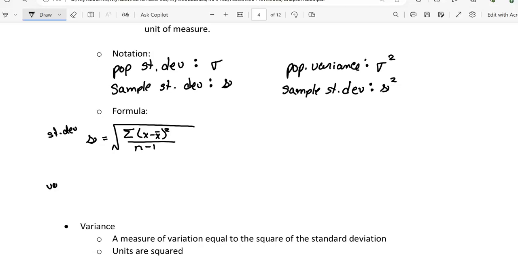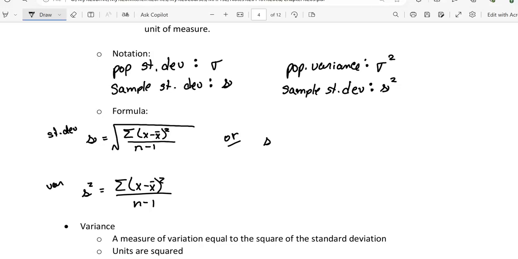Now, if I wanted the variance, usually it's easier to think about the variance first. I square both sides, so it's going to look like this. To get the standard deviation from the variance, all I do is take the square root of it. So that's why I have the square root there. It's always a positive number. So there's your formula based on the definition.